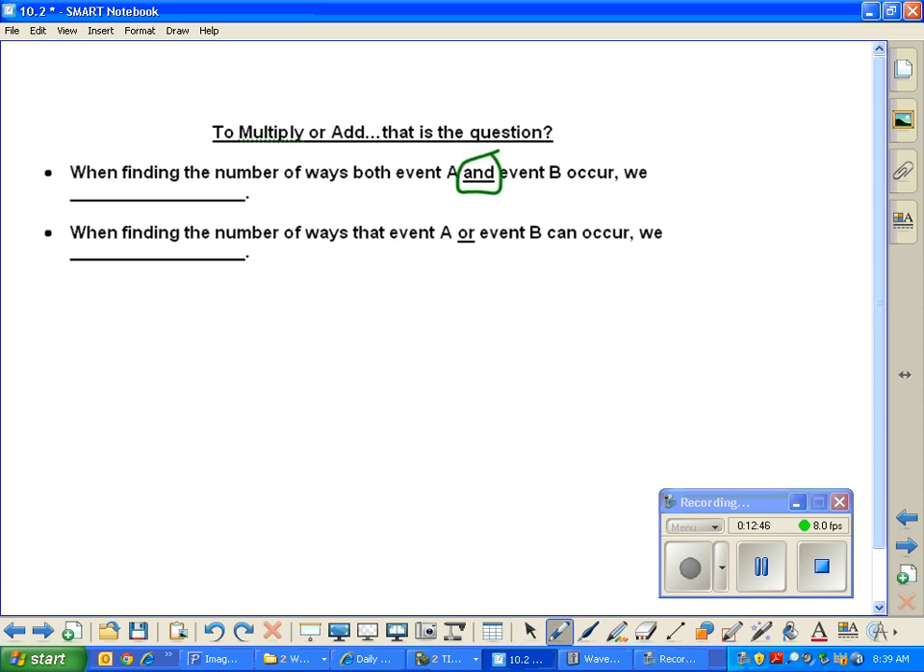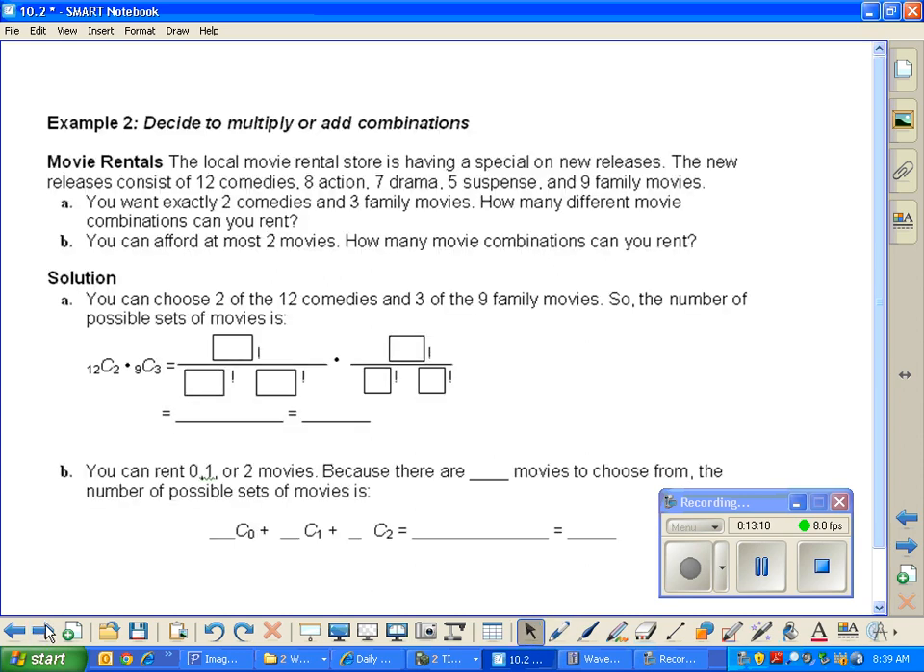If you see the word and in your problem, we're going to multiply the probabilities together. However, if you're finding a number of ways that event A or B could occur, you just want A or B, we're going to add our probabilities or our combinations or our permutations together. So with that, we have a word problem, and I'll go ahead and give you a moment to read it.